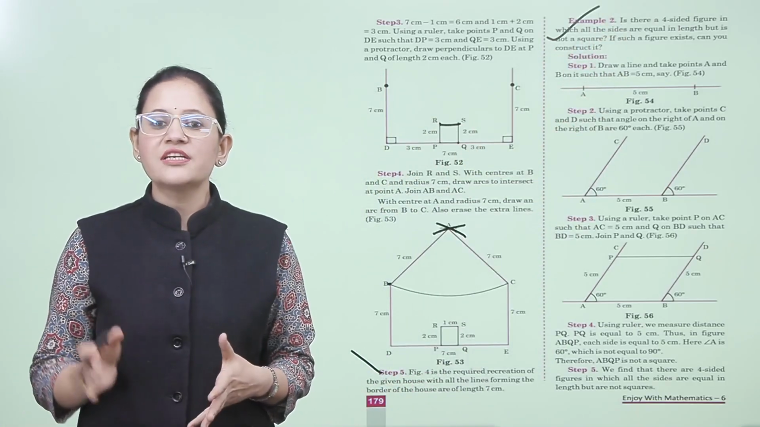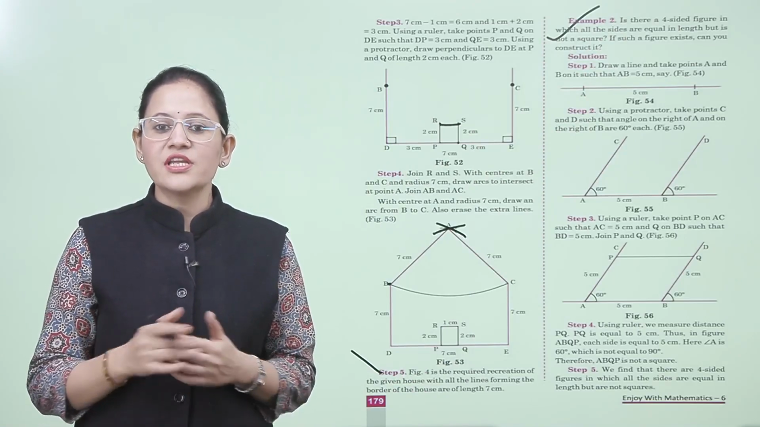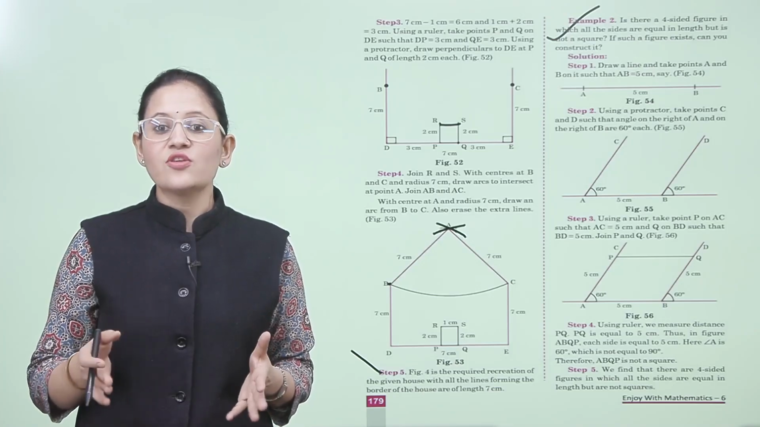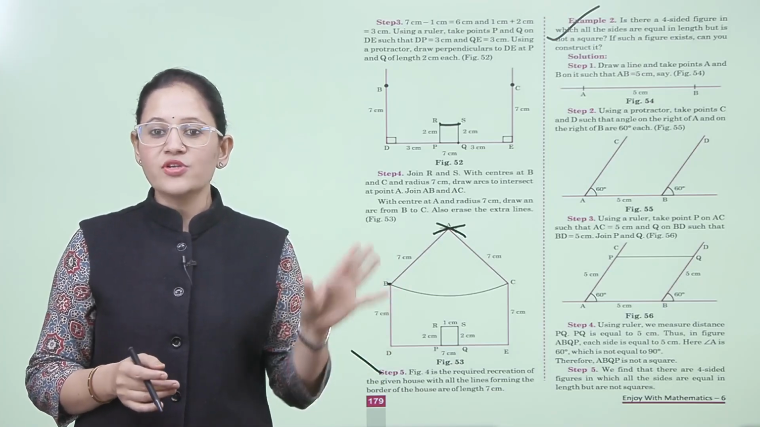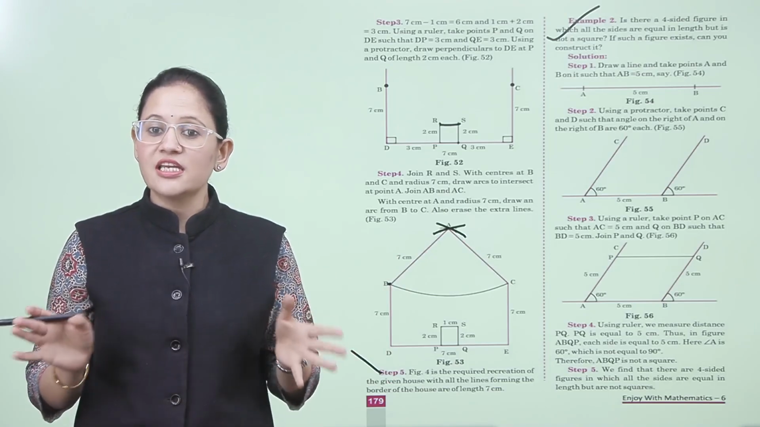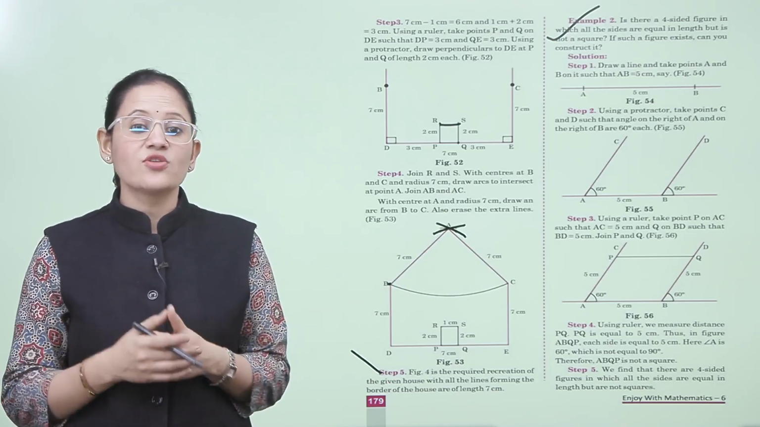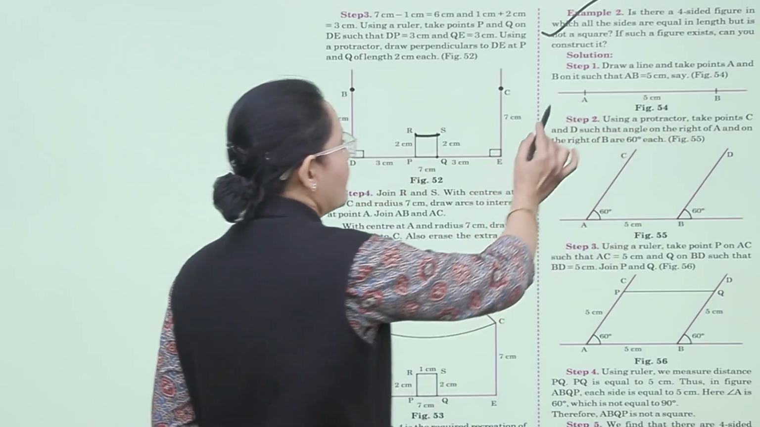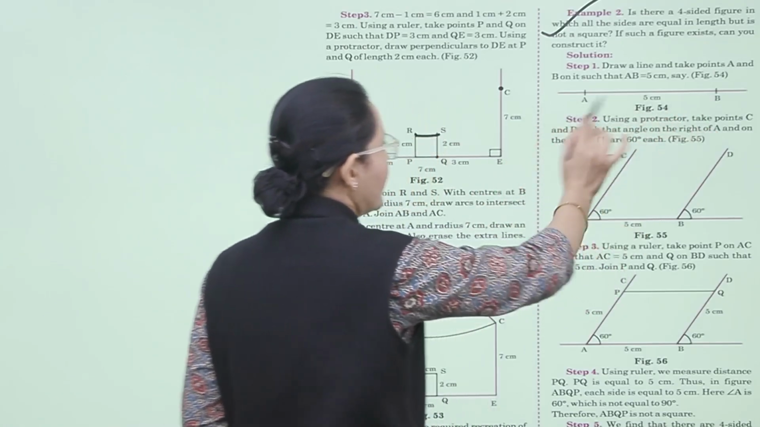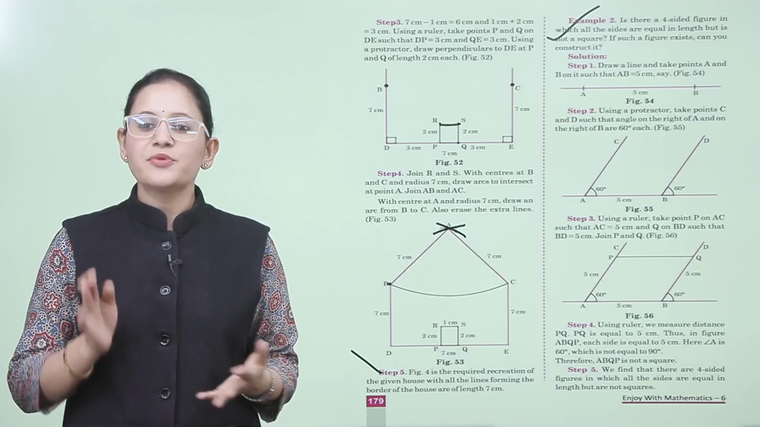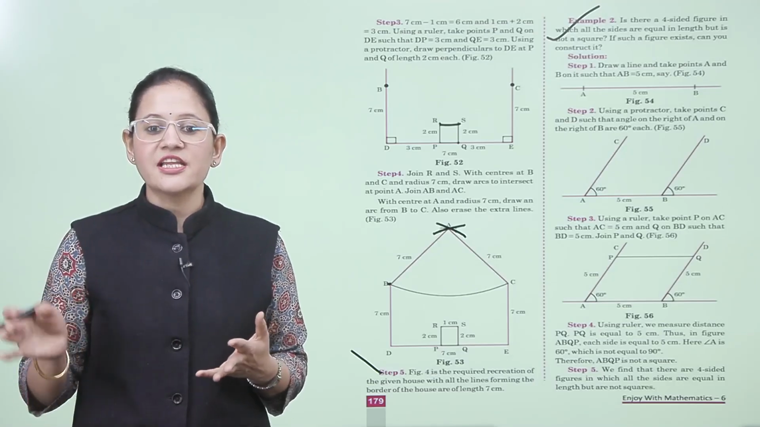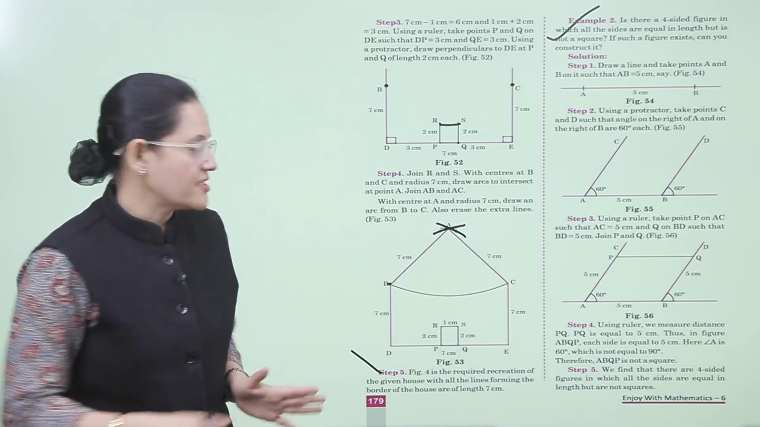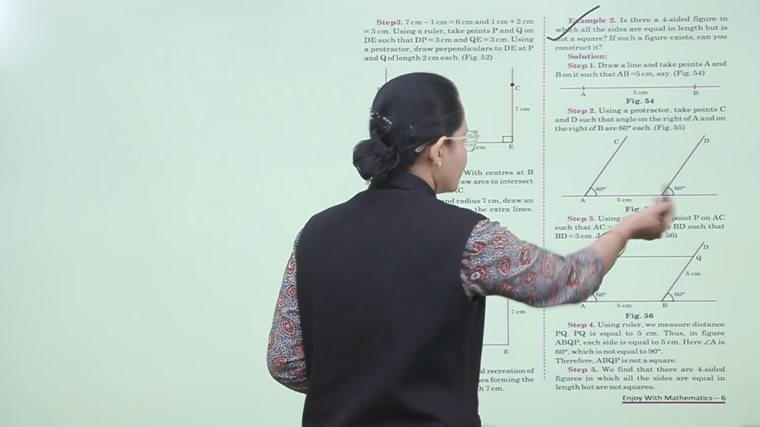Is there a four-sided figure in which all the sides are equal in length but which is not a square? If such a figure exists, can you construct it? So we have to make a four-sided figure in which all sides are equal in length, but still it's not a square. What we'll do? We'll draw a line AB of 5 centimeter. Next step, using the protractor, take the points C and D such that the angles at A and at B on the right are 60 degrees. So we'll make two angles of 60 degrees each. Clear?